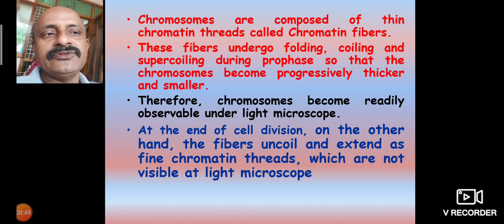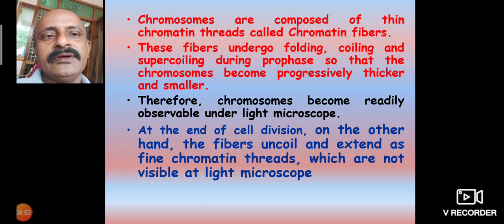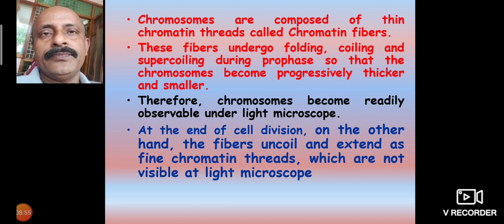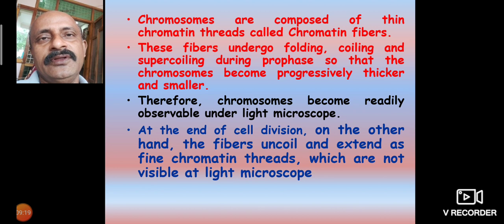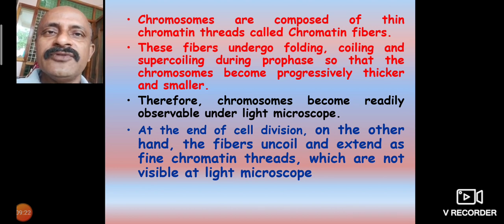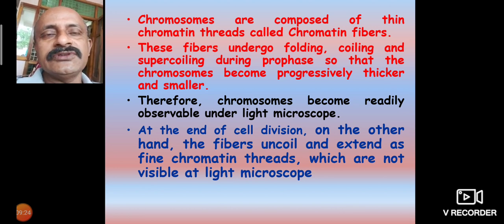So at the end of the cell division, on the other hand, the fibers uncoil. The fibers, meaning thread-like structures, uncoil and extend as fine chromatin threads, which are not visible under light microscopes. So there are visible and invisible particles. Only coiled threads are visible. Uncoiled threads are not visible.